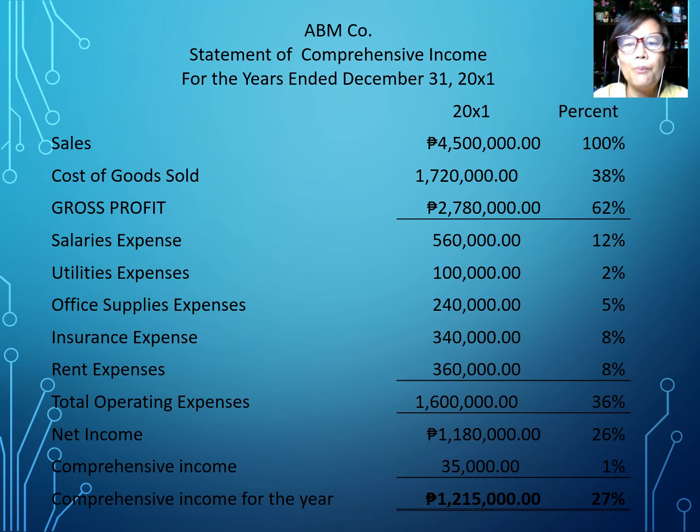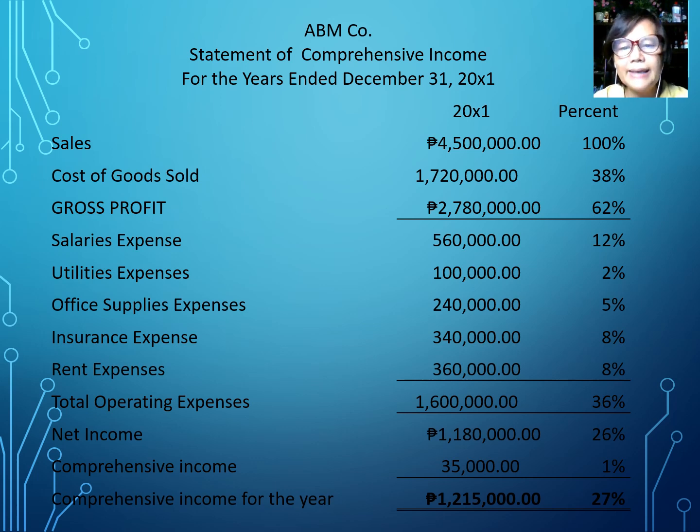Okay? So, 4,500,000 over 4,500,000 is equal to 1 or 100%. And then the cost of goods sold, 1,720,000 divided by 4,500,000 is 38%. Then the gross profit is, if you're going to deduct the percentage, 100% less 38% is 62. And you can prove it if it is correct.